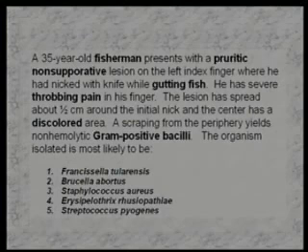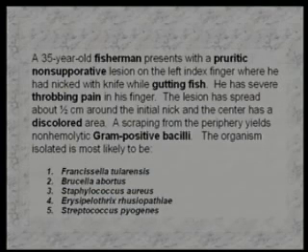The last organism is just a very rare infection, but you may see it. The scenario would be a typical one: a 35-year-old fisherman presents with a pruritic, non-suppurative lesion on the left index finger, where he had nicked himself with a knife while cutting fish. He has severe throbbing pain in his finger. The lesion has spread about half a centimeter around the initial nick, and the center has a discolored area. Scrapings from the periphery yield non-hemolytic gram-positive bacilli. Okay, and those are the choices.